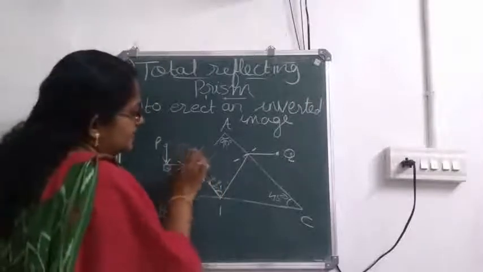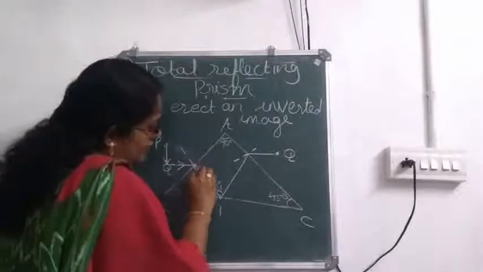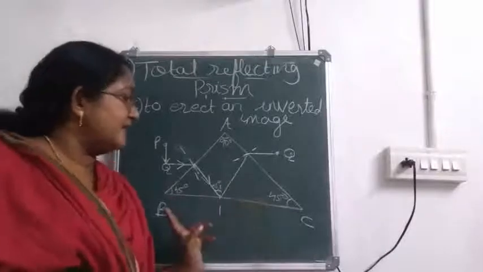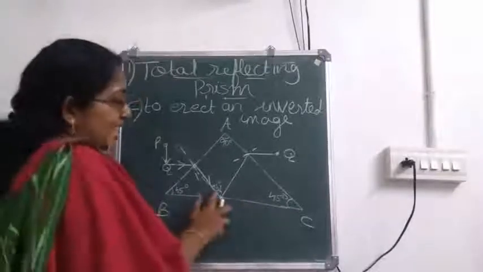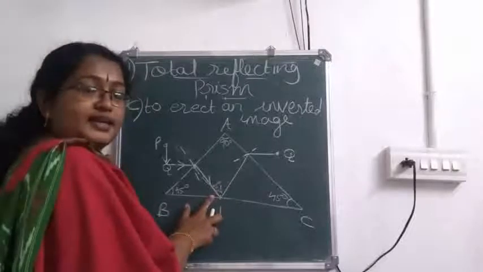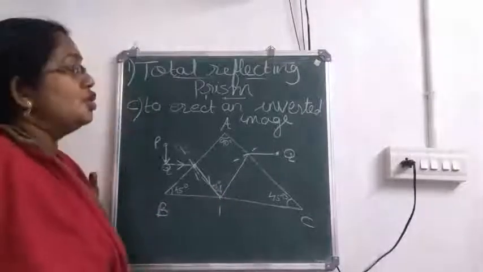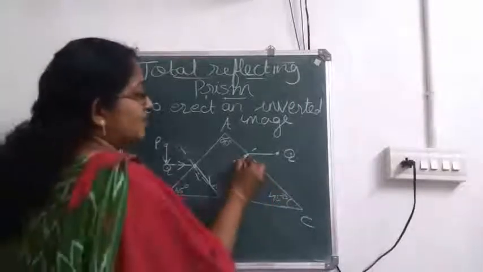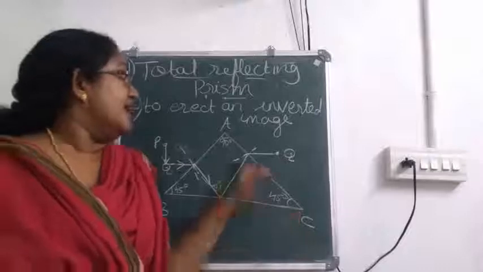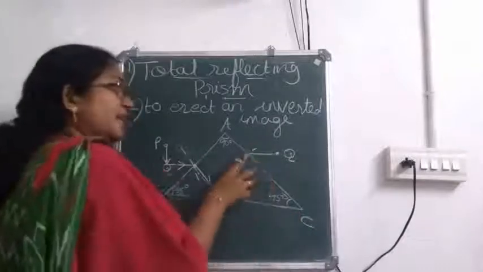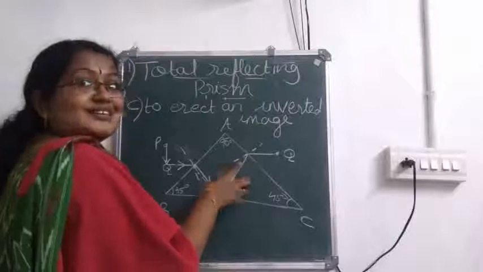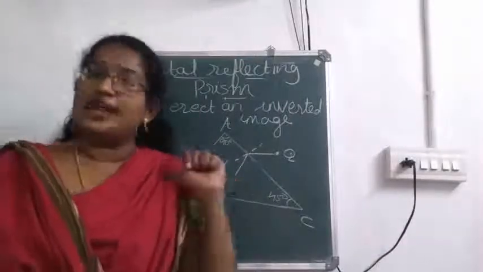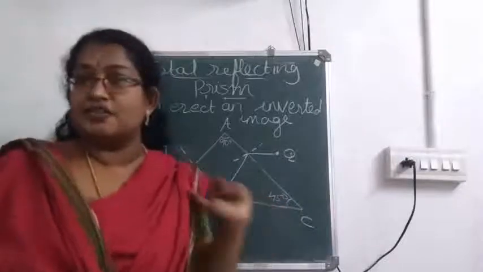without a scale, it's very difficult to draw the normal and other lines. So it bends towards the normal and hits the face BC. Here it makes an angle of 45 degrees, which is greater than the critical angle. So the ray undergoes total internal reflection and reaches the face AC. Here also I have drawn the normal, and the angle of incidence is less than the critical angle. If it is greater than the critical angle, then total internal reflection takes place.